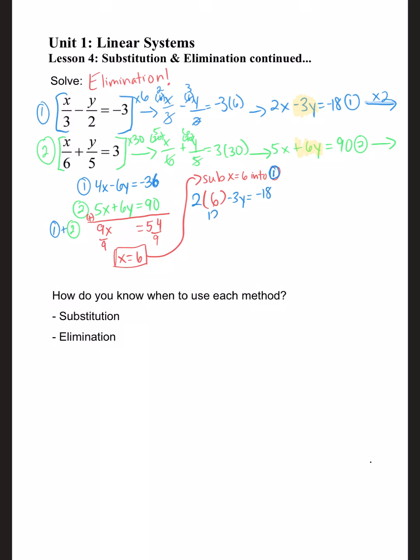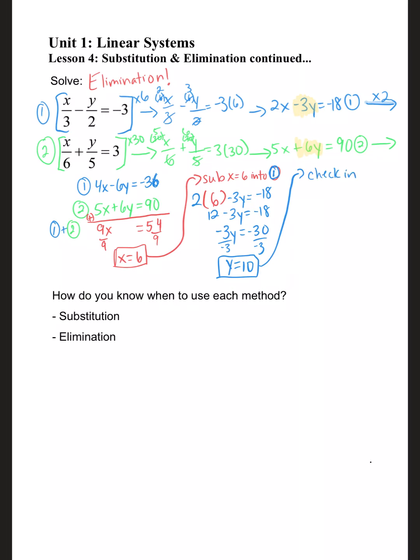And then we'll just work to simplify. So we'll have 12 minus 3y equals negative 18. I'm going to bring that 12 over by subtracting. So we're going to end up with a negative 30. And then finally, we'll divide both sides by negative 3. So y will equal 10. Okay? And then the last step: we substituted into equation 1, so we're going to need to check it now in equation 2.